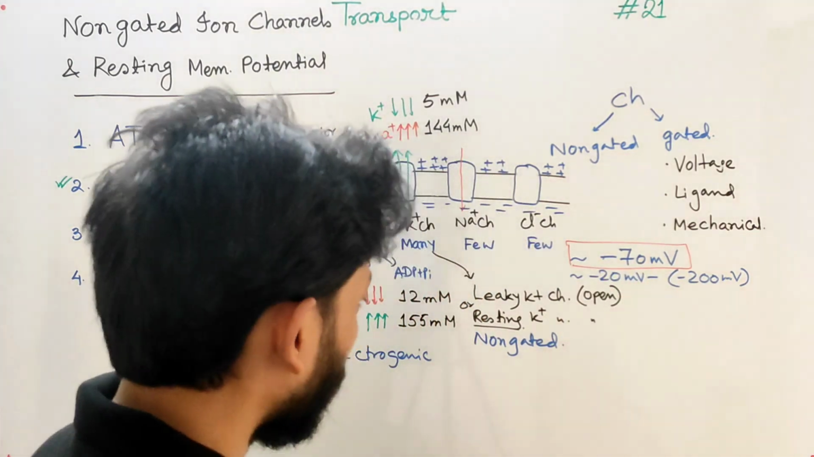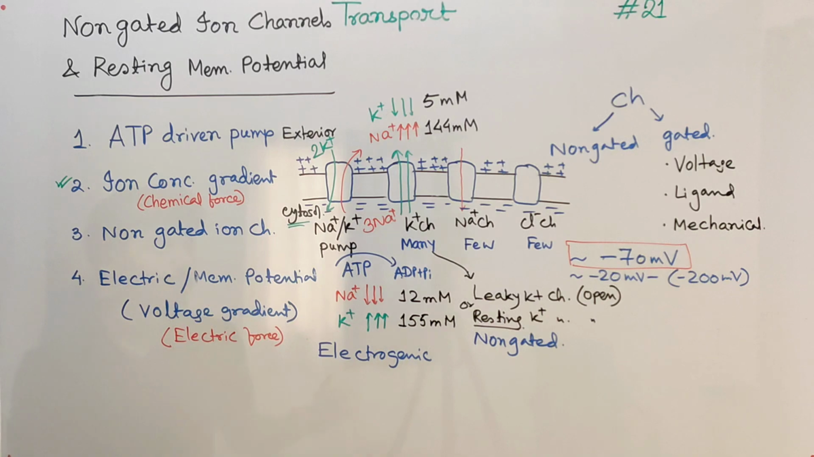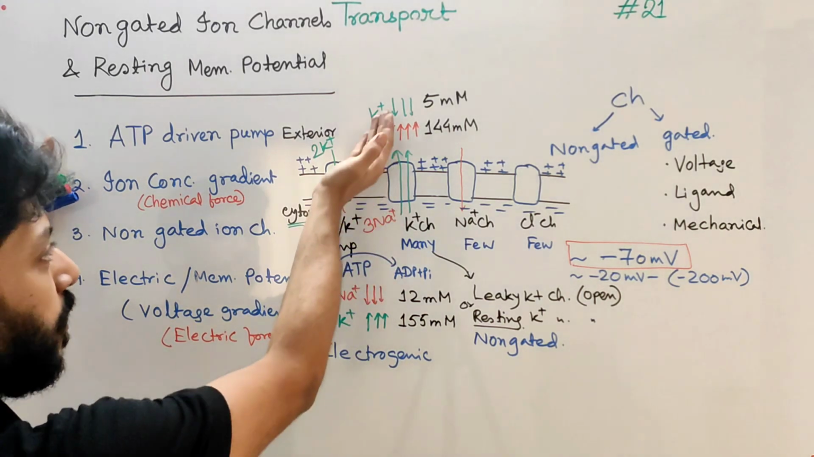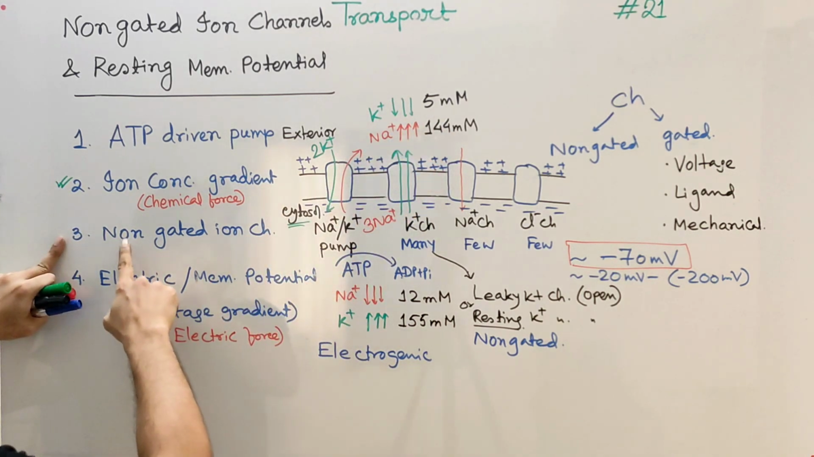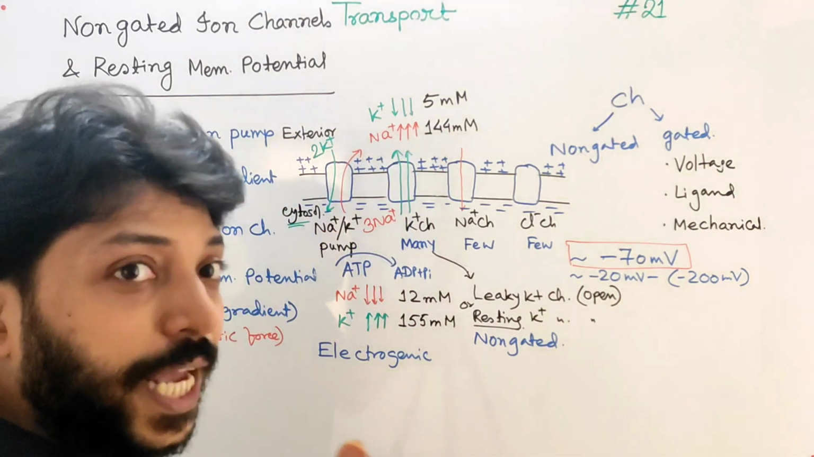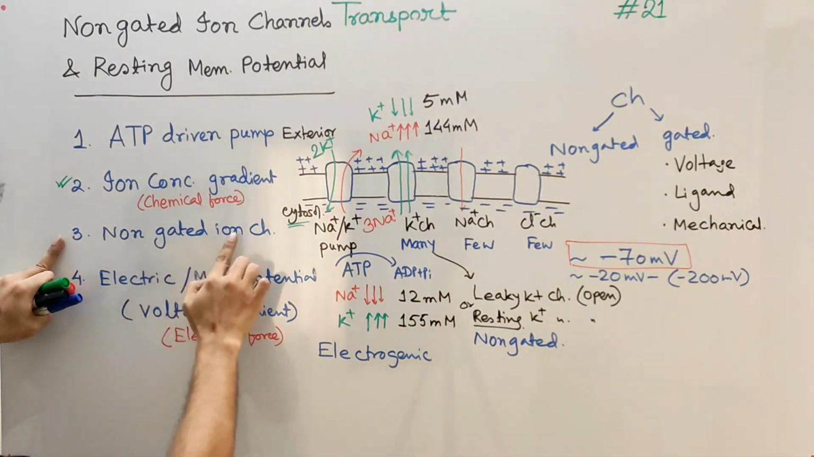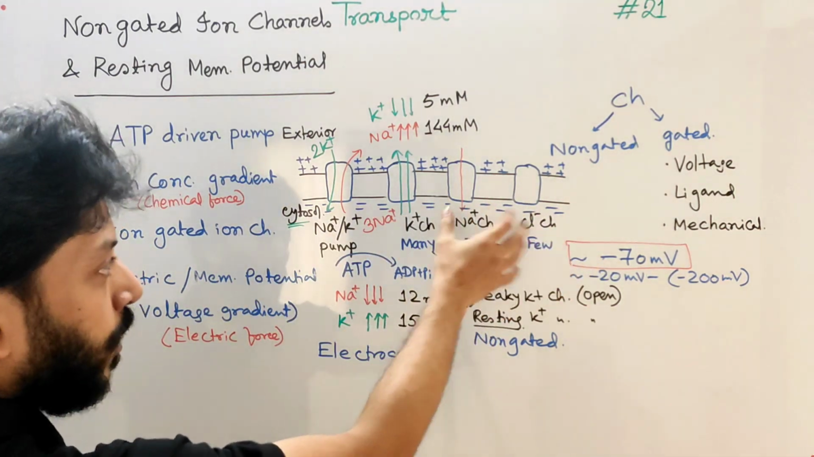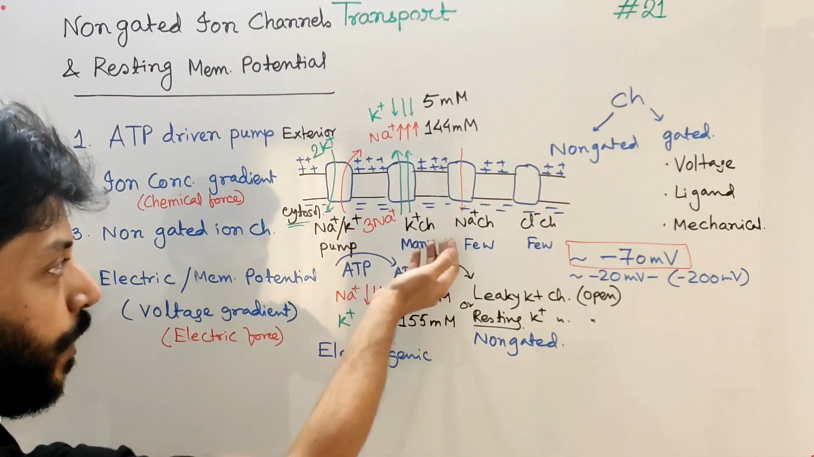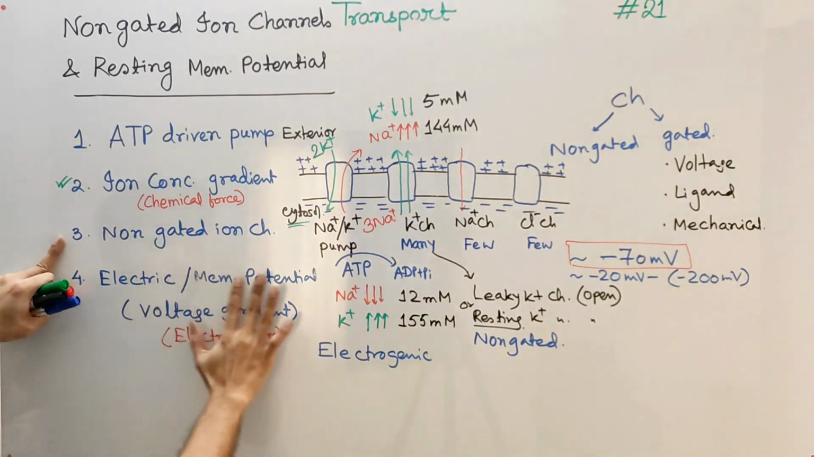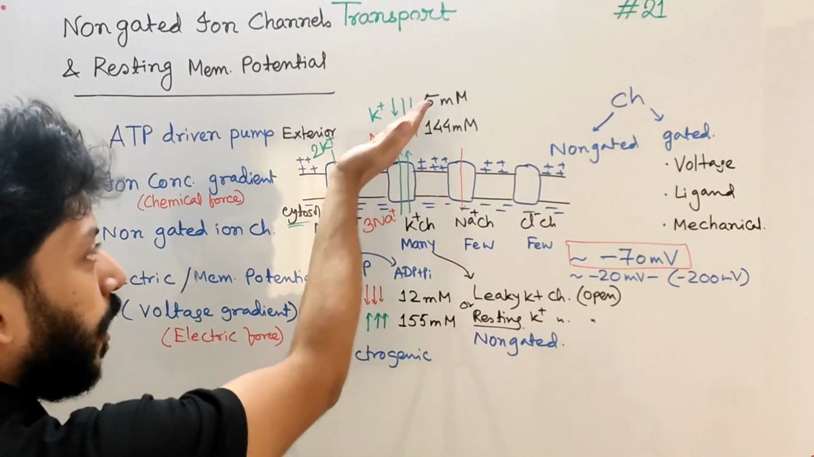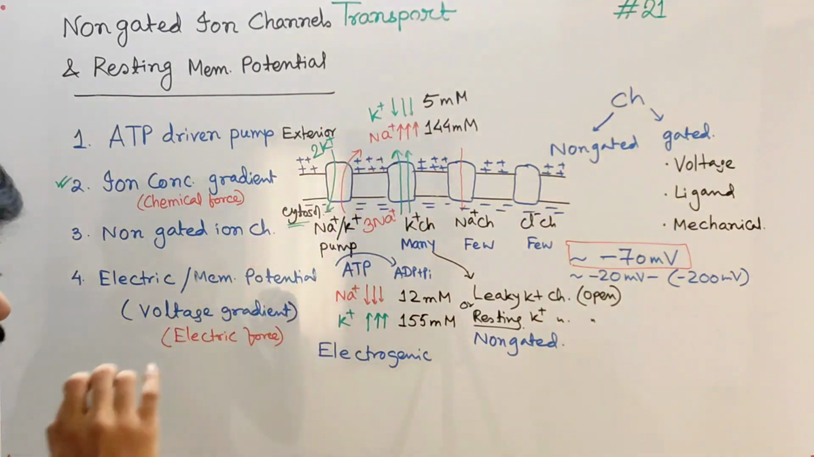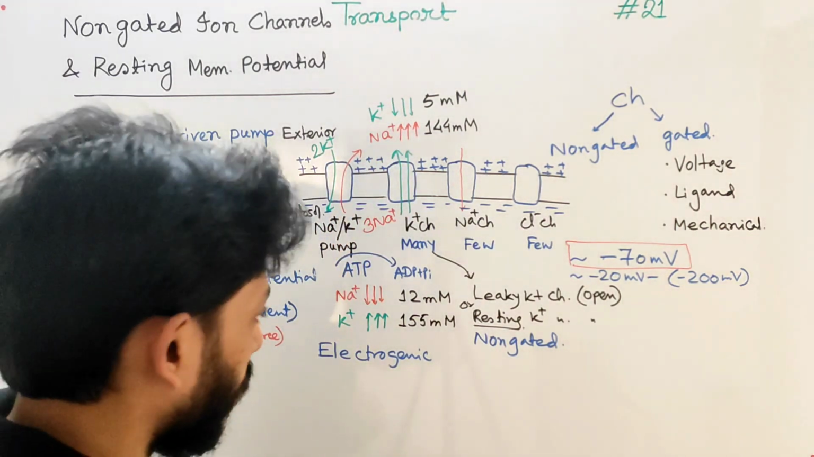Now one thing I want to mention, this is the overall understanding: the ATP-driven pump generates the ion concentration gradient, and then this ion concentration gradient is utilized by these non-gated ion channels. They are open in form, and because many potassium channels are open, the contribution to this membrane potential goes to these potassium channels. So more potassium goes out of the cell, and that generates the resting membrane potential.